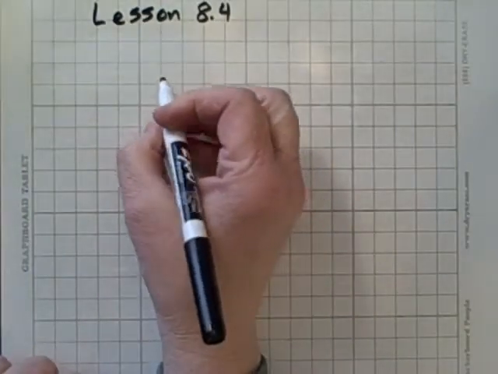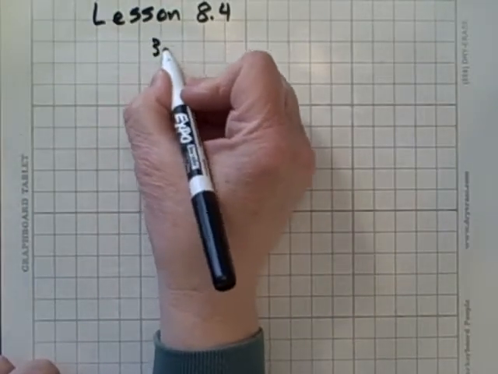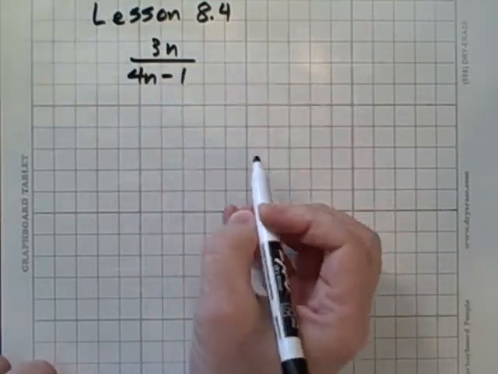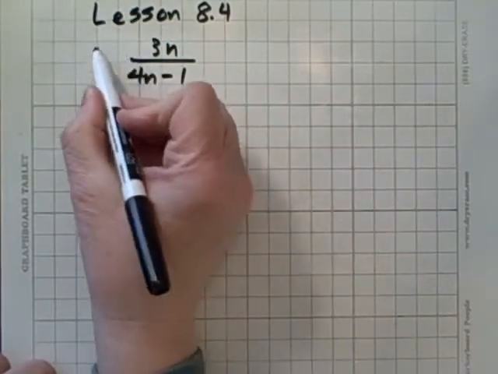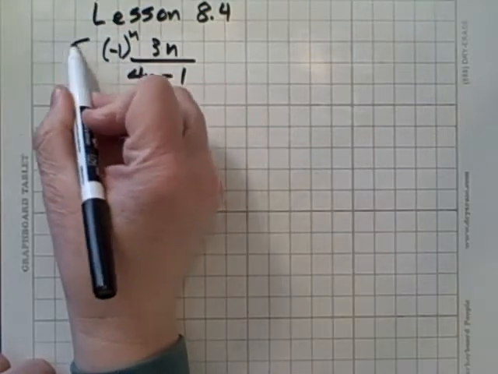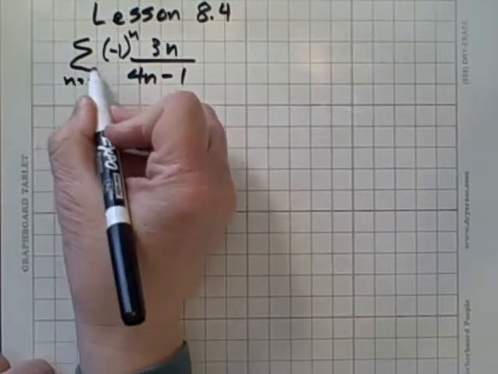It would be good to look at one that doesn't work. In fact, you wouldn't need much more than the test for divergence on this one. Suppose it alternates in sign, (-1)^n, n goes from 1 to infinity.